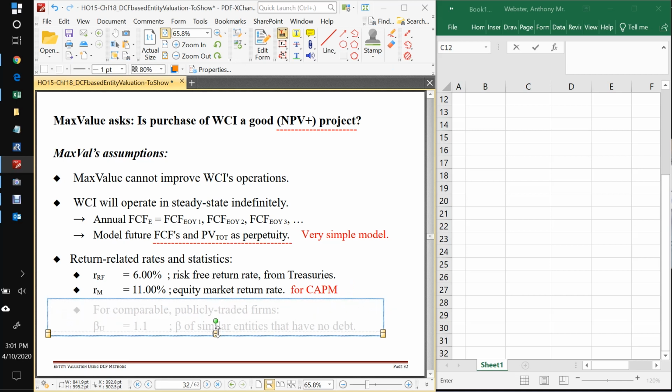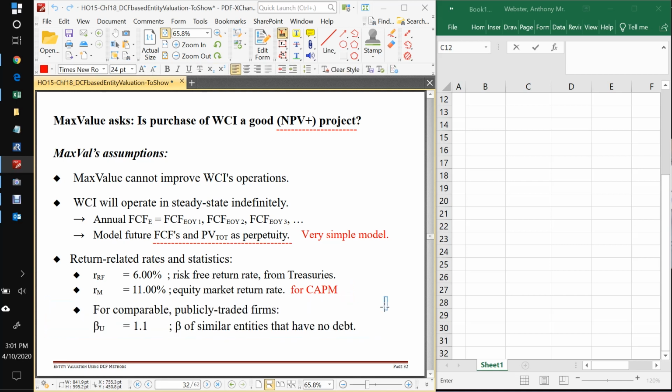And also for comparable publicly traded firms, they went out there and did a bunch of regressions, and they found that beta was equal to about 1.1. And I have the little u there because this would be beta for similar companies that have no debt. Remember we talked about beta increases with increasing leverage. So if you're doing something like this, you want to be sure comparable companies are going to be companies with no debt if you're looking at a company that has no debt.